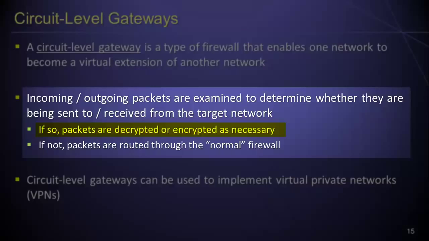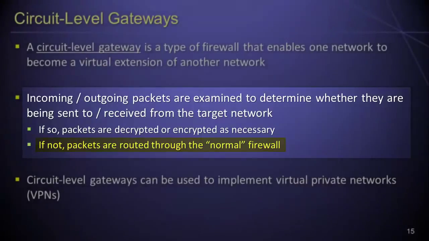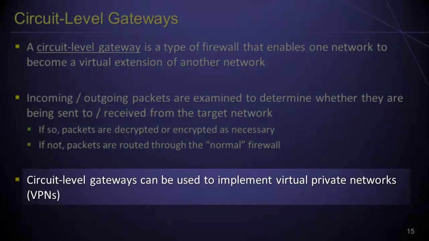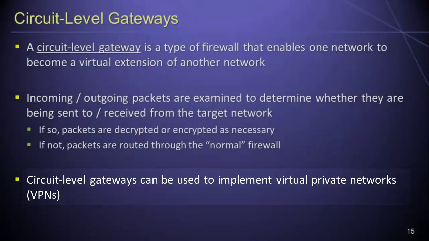Packets that are identified as being sent to or received from the target network will be encrypted or decrypted as necessary, with the purpose of this encryption being to make a secure end-to-end connection between the two networks. Packets that are not being sent to or received from the target network will be routed through the organization's normal firewall for appropriate further processing. Note that circuit-level gateways can be used to implement virtual private networks, or VPNs.